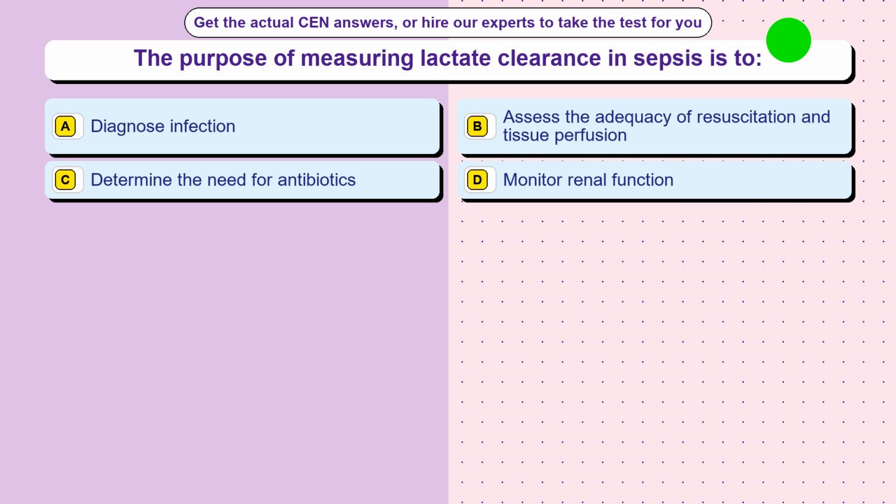Question 34. The purpose of measuring lactate clearance in sepsis is to Option A, diagnose infection. Option B, assess the adequacy of resuscitation and tissue perfusion. Option C, determine the need for antibiotics. Option D, monitor renal function.